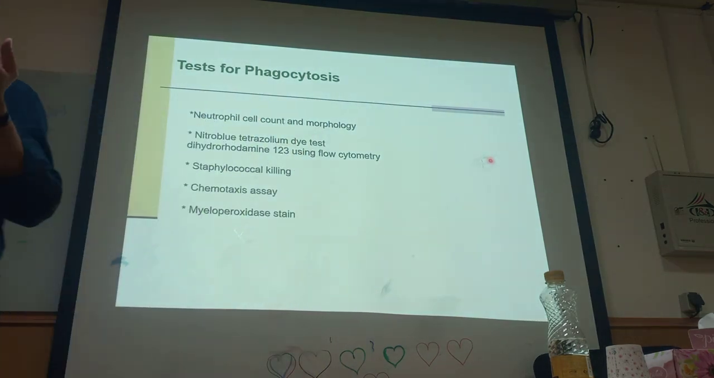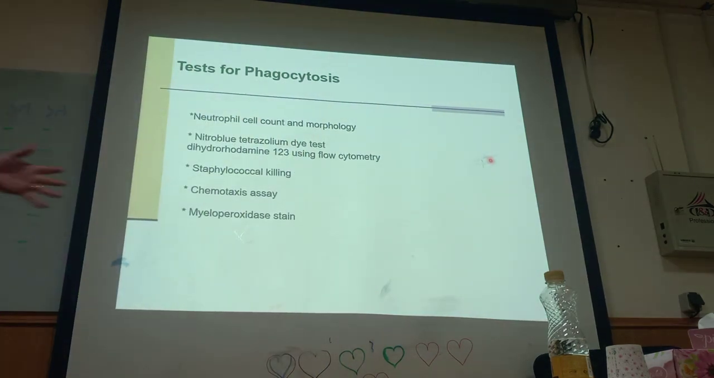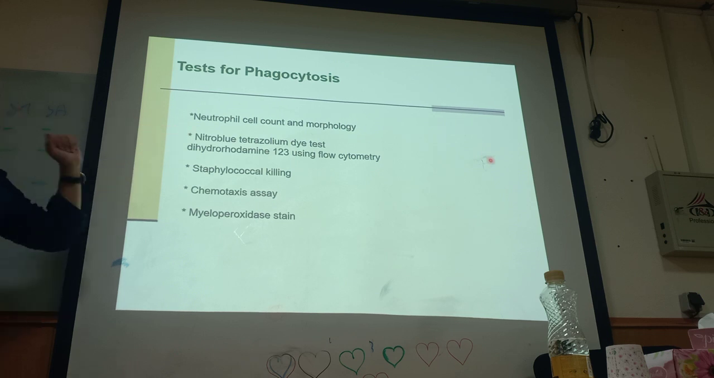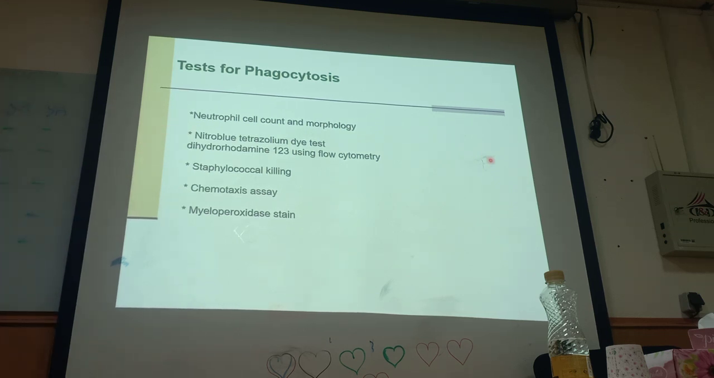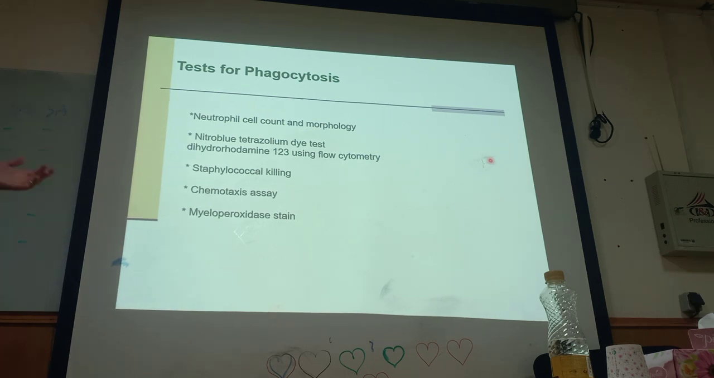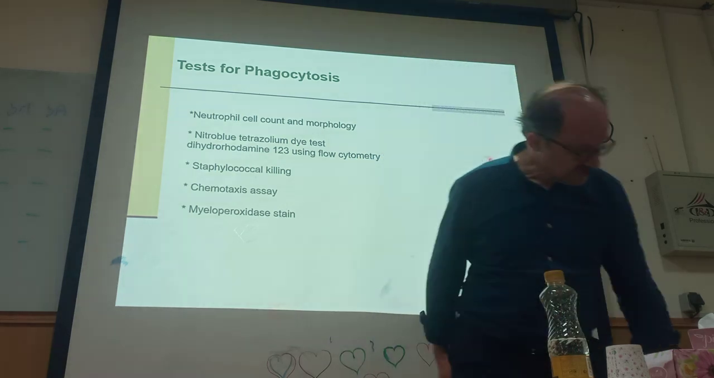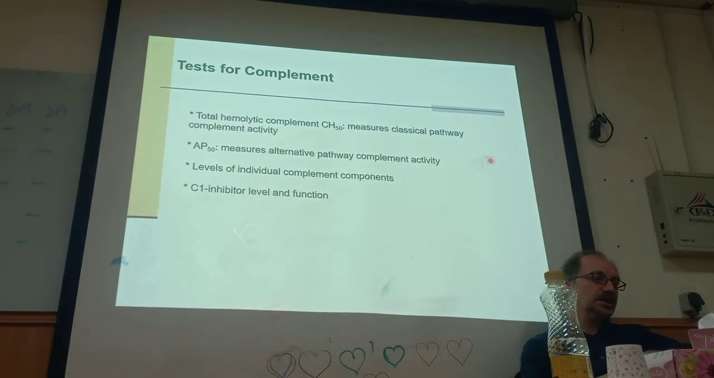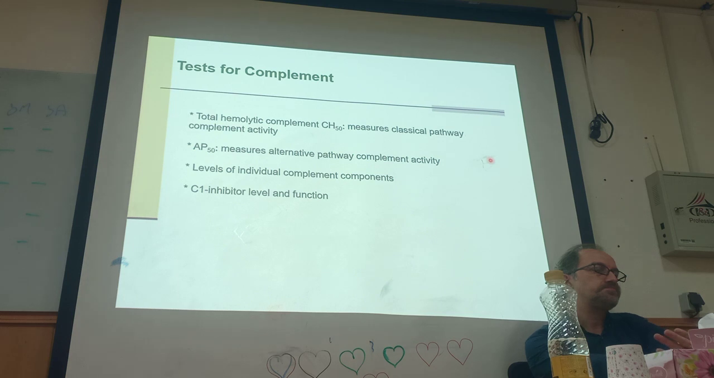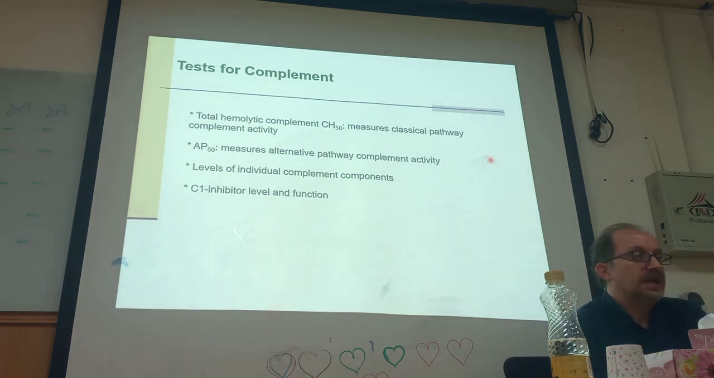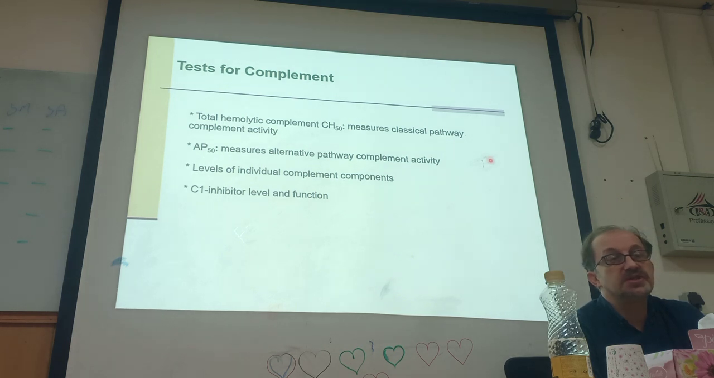And for phagocytosis, we could check NBT or DHR. For which disease? CGD. We could check the chemotaxis test. For which disease? Leukocyte adhesion deficiency. Okay. And for complement deficiency, we could check CH50 to check the classical pathway of the complement, and AP50 for the alternative pathway. We could measure each level of complement, and C1 inhibitor function and quantity could be measured.